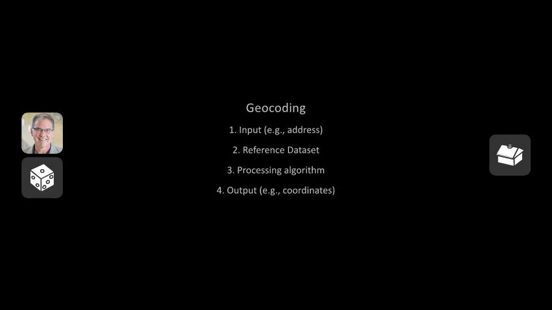Geocoding is a fundamental component of spatial analysis that consists of four elements: an input, typically but not necessarily postal addresses; second, a reference data set, in other words, a detailed digital geography; third, a processing algorithm that seeks to locate the input data on the digital geography; and finally, an output, such as latitude and longitude coordinates or polygons within which point locations are found.